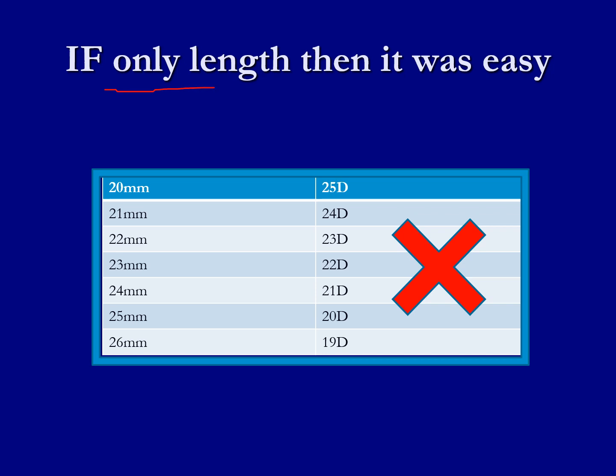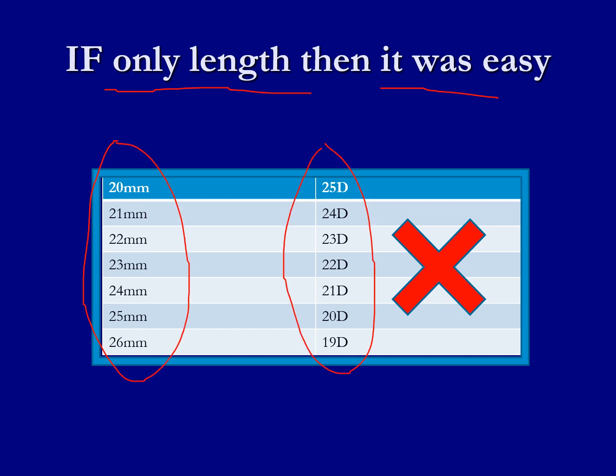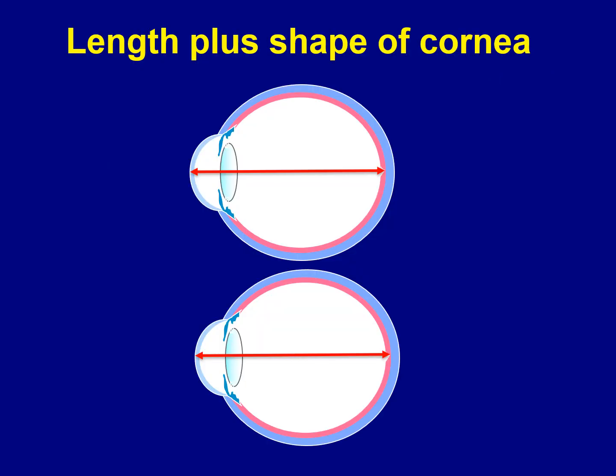If only length was needed to find out the power of the lens, then it would be easy. Find out the length of the eye, and this formula will give you the power of the lens. But it's not that easy. It's not that simple. You need more information than the length of the eye. In addition to the length of the eye, we need the shape of the cornea to find out the power of the lens we have to put into the eye.